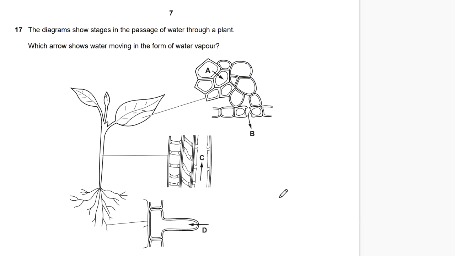The diagram shows stages in the passage of water through a plant. Which arrow shows water moving in the form of water vapor? Of course, the water moves in the roots, so it's not moving out as water vapor. In the stem, we have the xylem. It goes up, so there is no water vapor involved. For the leaves, of course, we have letter B because it goes out as water vapor.